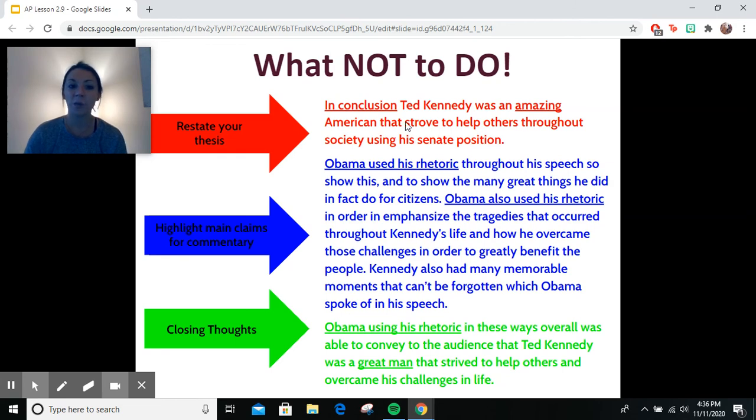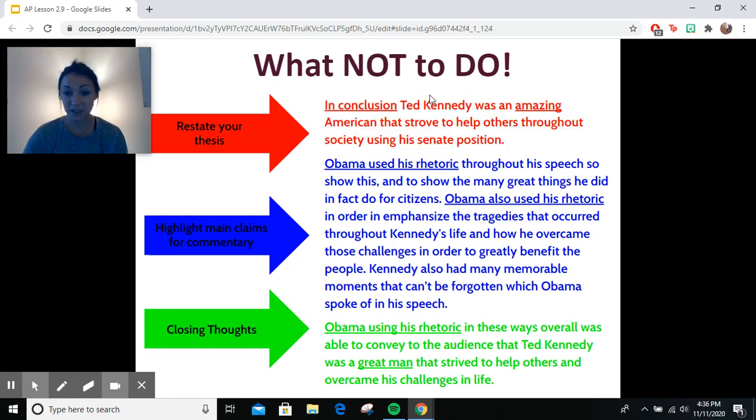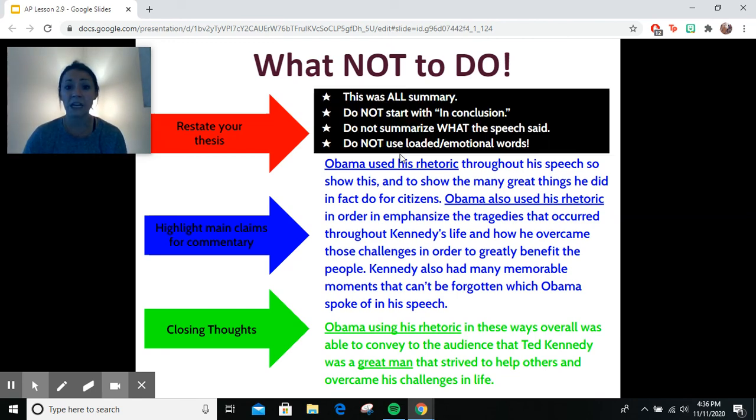Okay, so let's start with restating your thesis. A few things here. This was all summary. This was all summary of what the text said. "In conclusion, Ted Kennedy was an amazing American that strove to help others throughout society using his Senate position." This is just restating and summarizing what the speech said versus what you talked about in your essay. Do not start with "in conclusion." That is a big fat no-no.